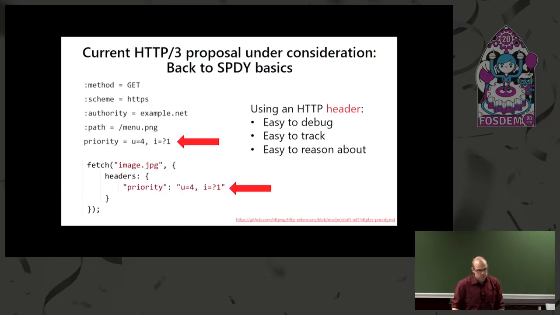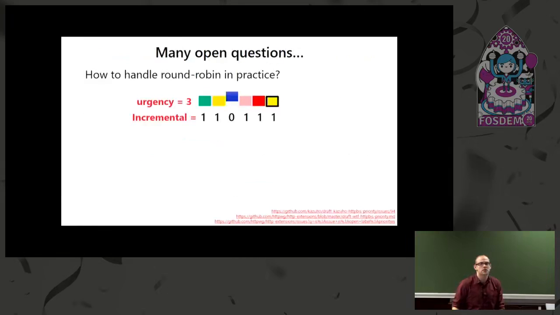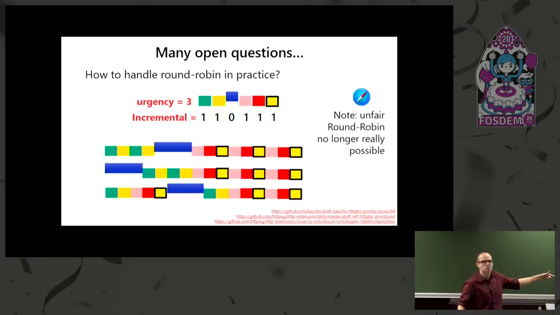But like I said, there are many open questions for this concrete proposal. For example, let's say that we have 6 different resources, all of the same priority level. But one of them needs to be sent sequentially and the rest incrementally. How do you actually, as a server, put this on the wire? There are many different ways. You could say, I'm first going to send the first 2, and then I'm going to switch to the sequential one and then the rest.